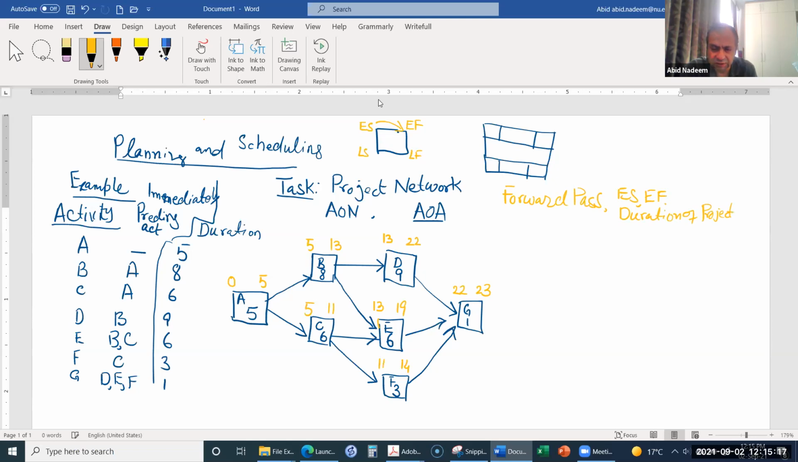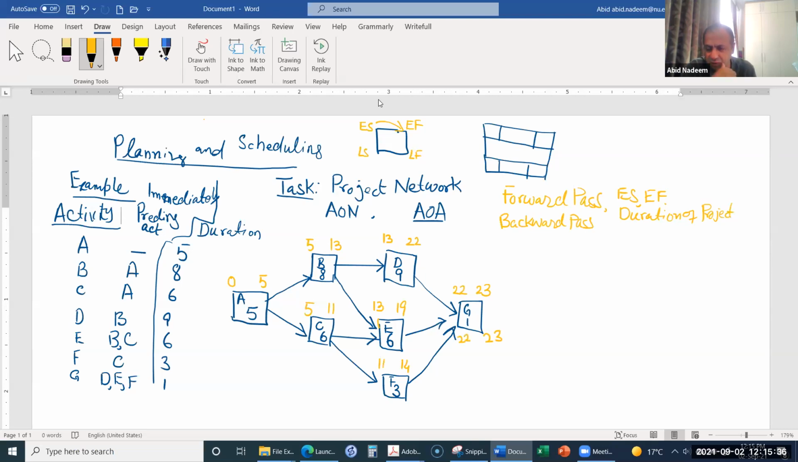Okay, so this tells us the duration of the project in this case is 23. So now we will do the backward pass. In the backward pass, I have 23, 23 minus 1, it will be 22.